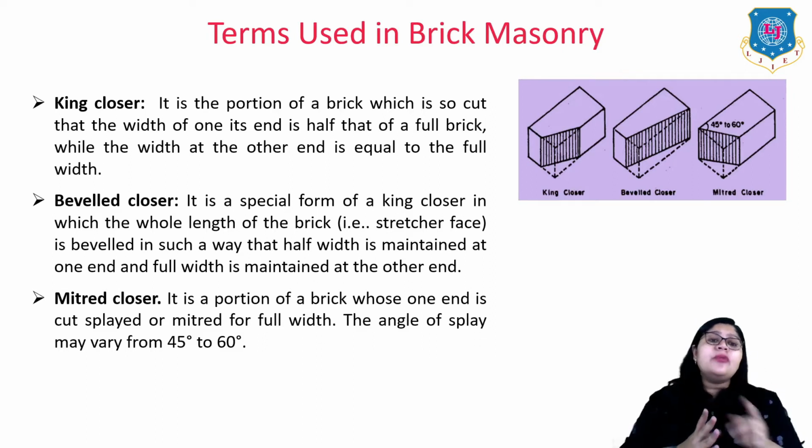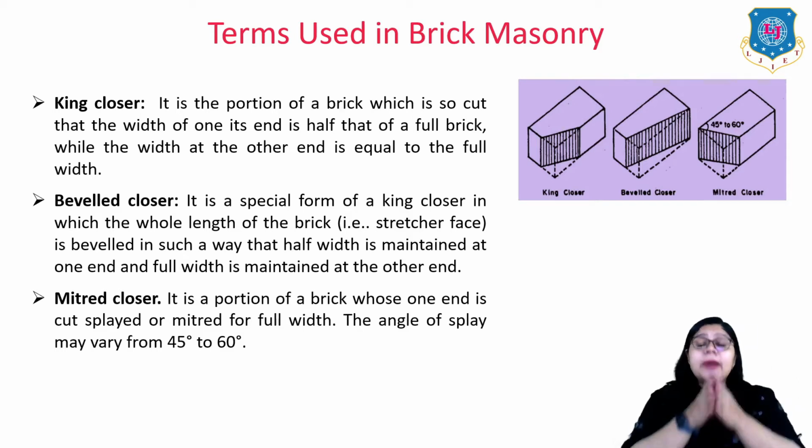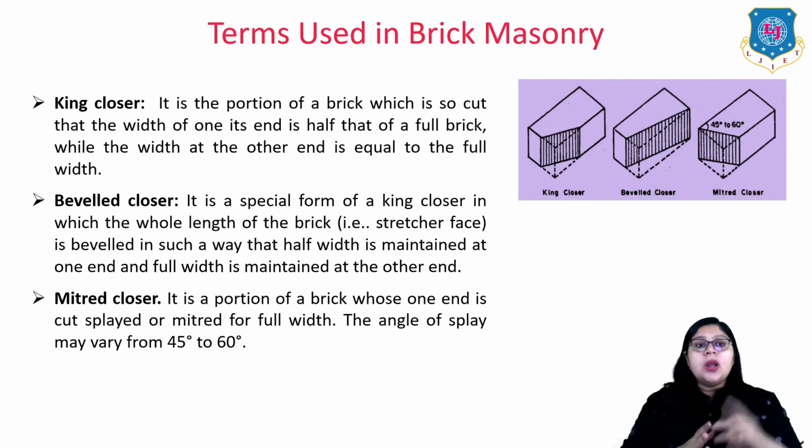From this, we derive another term which is beveled closure. So, it is a special form of a king closure in which the whole length of the brick, it means the stretcher face, is beveled in such a way that half width is maintained at one end and full width is maintained at the other end as shown in this figure. Last one is the mitred closure, which is again a portion of a brick whose one end is cut splayed or mitred for full width and the angle of splay may vary from 45 degree to 60 degree as shown in this figure.